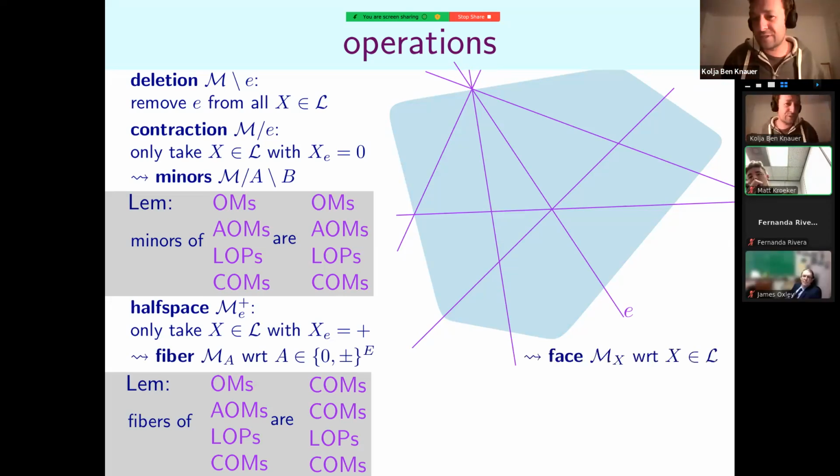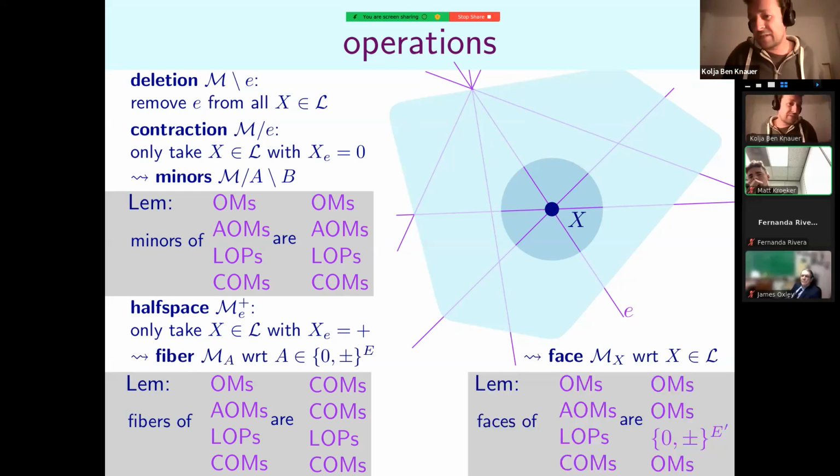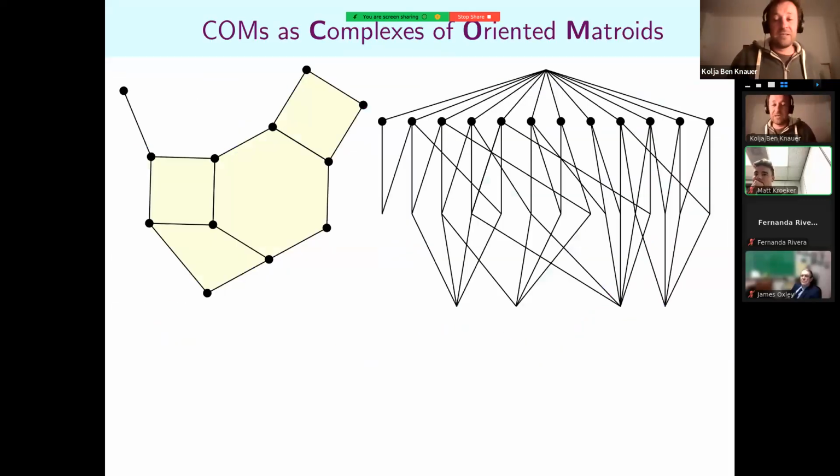And maybe one last operation that I want to talk about is what you get when you look at a face. You take a point and look at the vicinity of this point, and look only at the restriction to it, and this will then be an oriented matroid. That's why I want to speak about complexes of oriented matroids, because the faces will be oriented matroids. Locally around this point you have the central symmetry, so you have an oriented matroid. And that's why COMs should be called complexes of oriented matroids, I would say. These are not just any complexes.